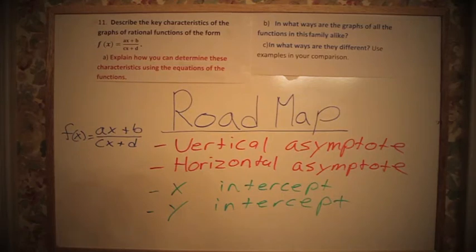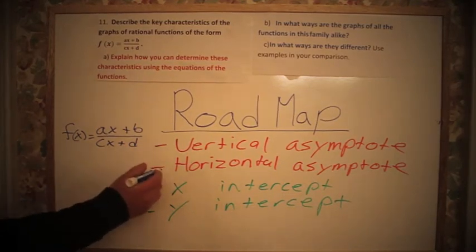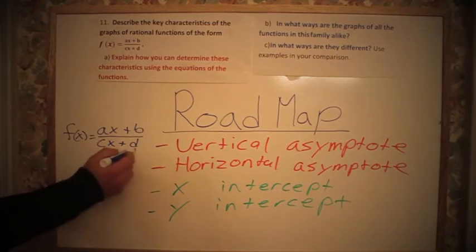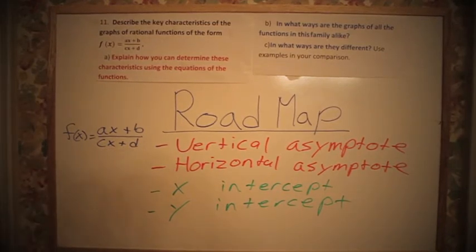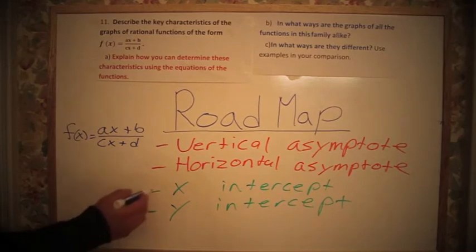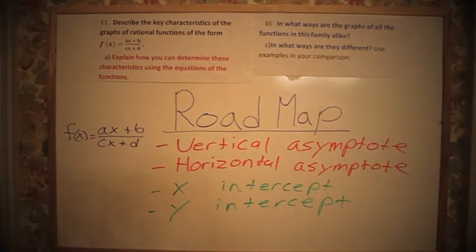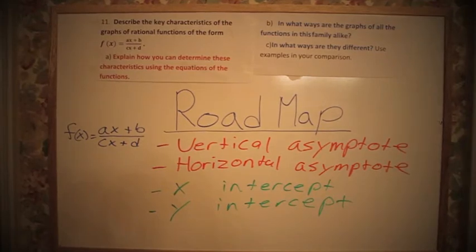In this video, I want to talk a lot about vertical and horizontal asymptotes. I would like to talk about what they are and how they apply to the function given in all rational functions. I also want to discuss x and y intercepts and how they apply to the function given in the question and how they compare as a whole to rational functions.